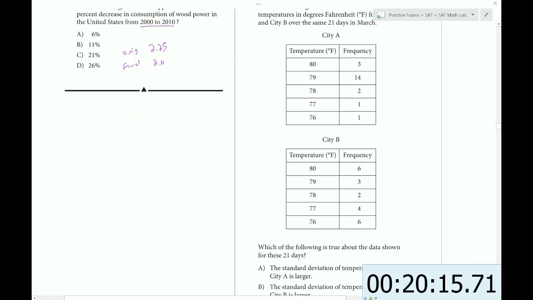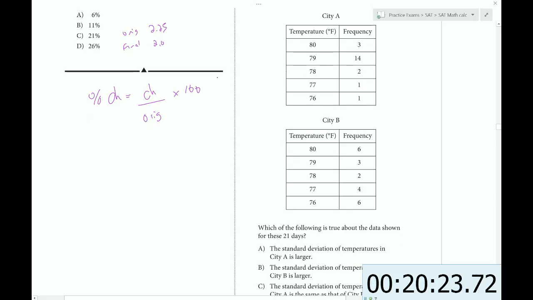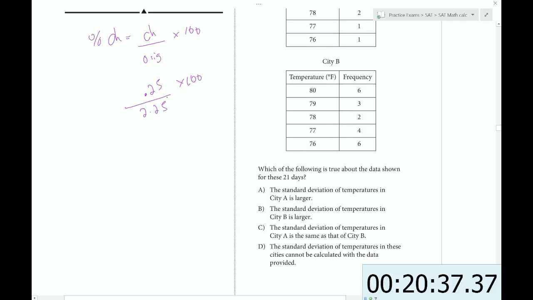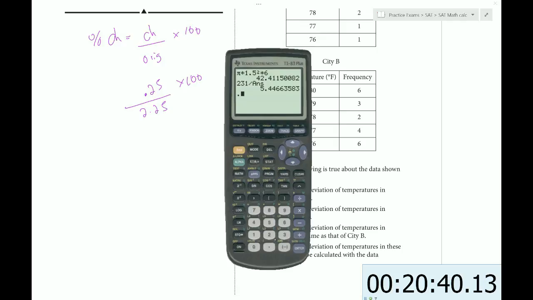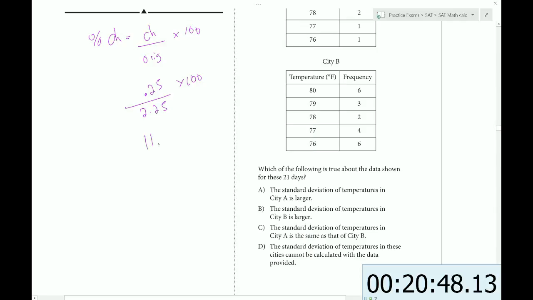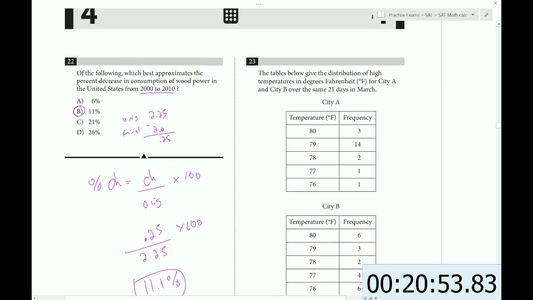So to do a percent change, that's equal to change over original times 100. Okay? So the change would be the difference between them, which would be 0.25. So we have 0.25 over the original 2.25, and then times 100. And so you could use your calculator here. So we do 0.25 divided by 2.25, and then we multiply that by 100. So we get 11.1%. Okay, that's going to be the percent change, and that's choice B.